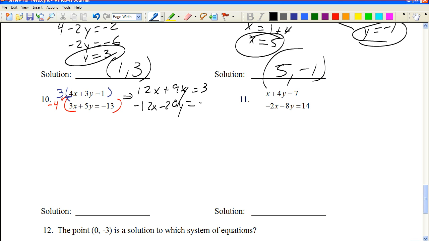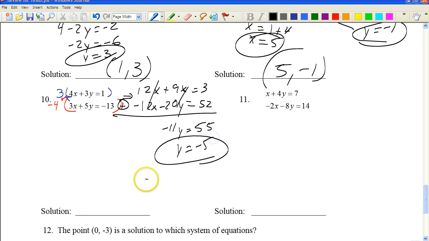4 times 13 it's gonna be a positive 52. So then we're gonna add those guys. Those are gonna drop out, and we get negative 11y equals 52 plus 3, which is 55. So y is gonna be negative 5. Good. And then we're gonna take that and put it into one of the originals and simplify.